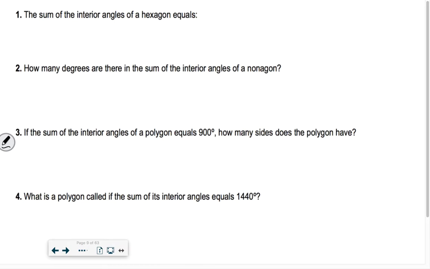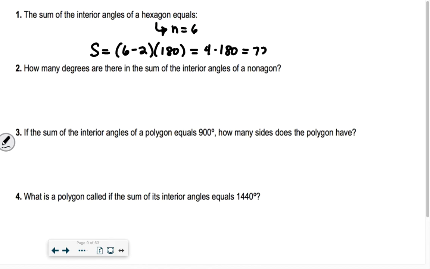Okay, so number 1 says the sum of the interior angles of a hexagon. So we need to remember what these words mean. This means that we have 6 sides, right? So my sum of my interior angles is going to be 6 minus 2 multiplied by 180. In other words, it's 4 times 180, which is 720. So we could ask, what is the sum of the interior angles? Or I could rephrase it: how many degrees are there in the sum of the interior angles?